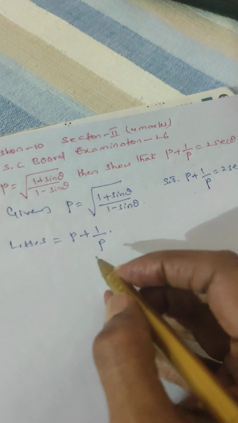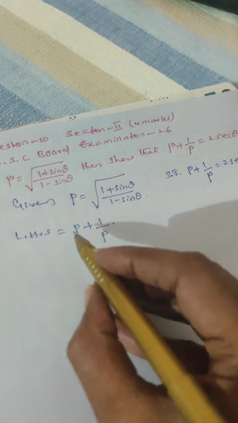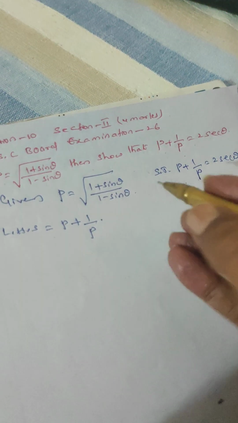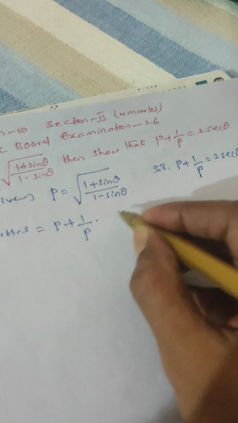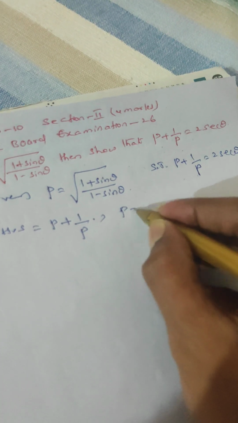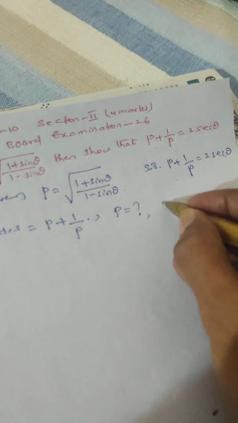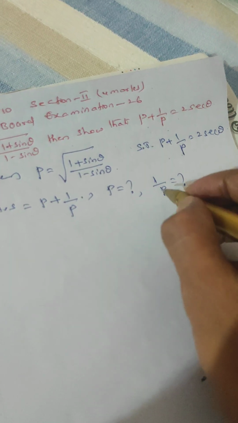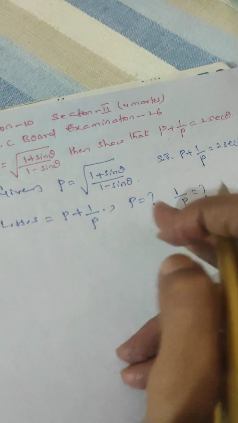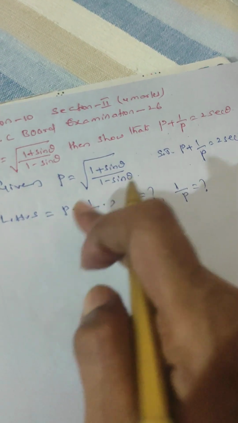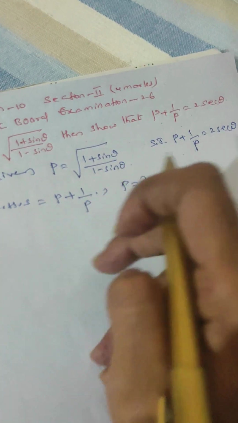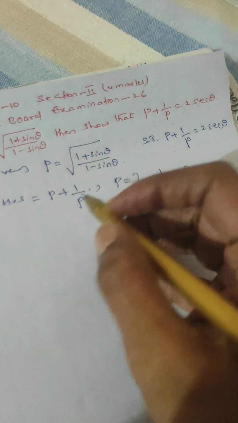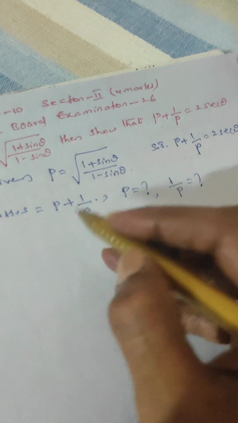Okay. To solve this problem, I want the P value and also the value of 1 by P. It means to proceed with this problem, I should have the value of P and the value of 1 by P. If I have these two values, then I can substitute them in the place of P and 1 by P, and do the simplification, then I will get the value of 2 secant theta. But in our question, the P value is given.